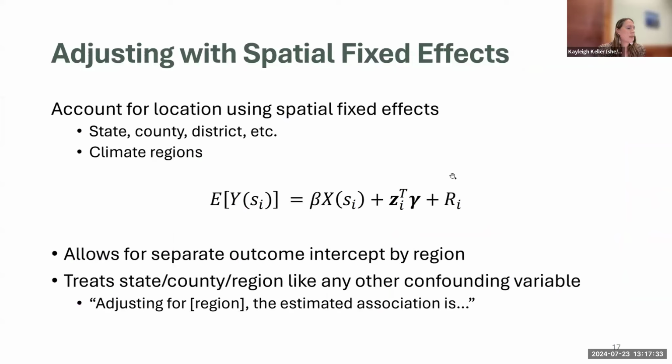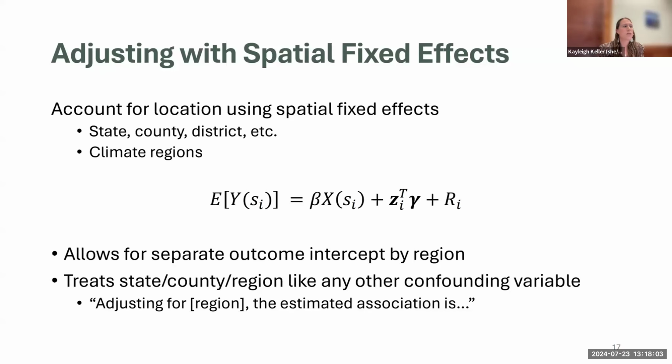And so we might want to do this because it's straightforward, simple, and pretty easy to interpret, because we can say, okay, we're comparing people who live within the same county, or within the same state, or whatever it might be. This treats the state, county, or region like any other confounding variable. So in our analysis description, we could say, adjusting for county, the estimated association is ... or whatever it might be. So that's one way we can approach this problem.